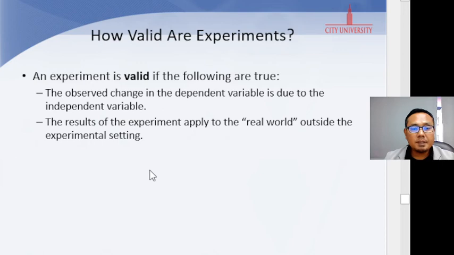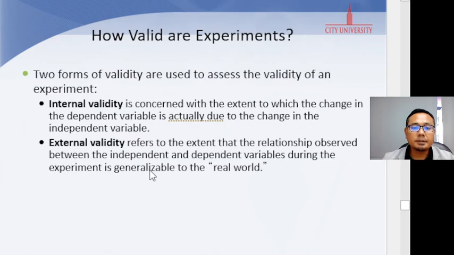So an experiment is valid if the following are true. The observed change in the dependent variable is due to the independent variable, and the result of the experiment applies to the real world outside the experimental setting.